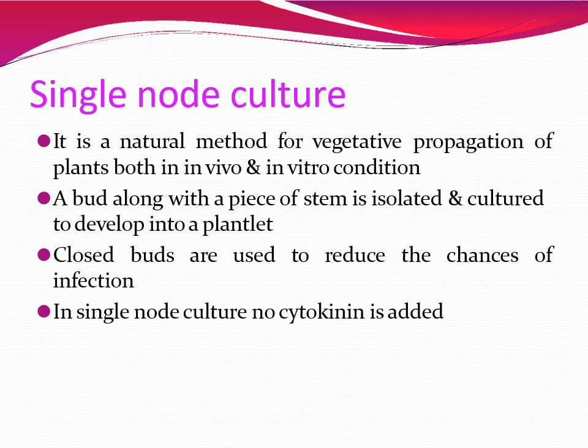Single node culture is a natural method for vegetative propagation of plants, both in in vivo and in vitro conditions. A bud along with a piece of stem is isolated and cultured to develop into a plantlet. Closed buds are used to reduce the chances of infection, and in single node culture, there is no need to use cytokinin.